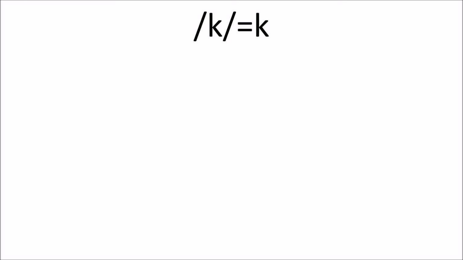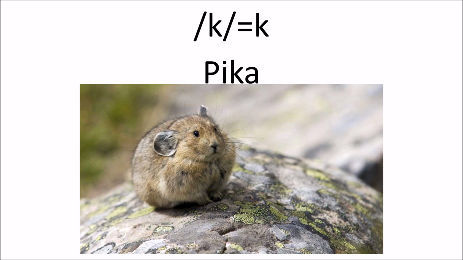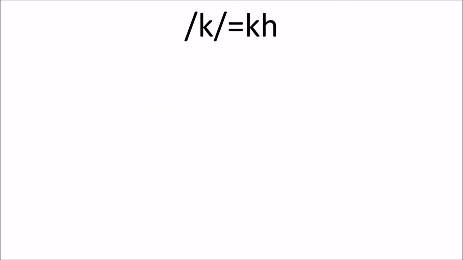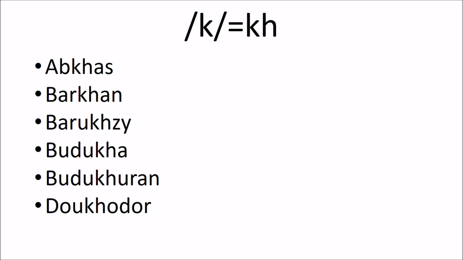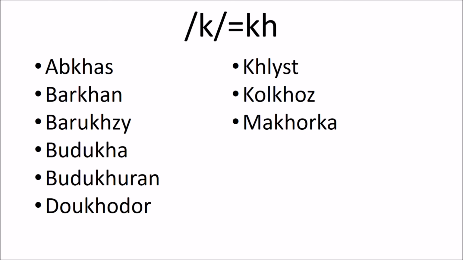Now when you reach the K sound, very simplistically, it's with a K. For example, Pika, this tiny little rodent. And if when you saw this or heard the word you thought Pikachu, you're not alone. However, there are a couple words that utilize a KH for K. There aren't many, so I can easily just list them here. Abkas, Barkan, Barukzi, Buruka, Burukuran, Dukuror, Klist, Kolkaz, Malkorka, Sovkaz, and Paska. Other than that, you don't really need to worry, as many of the Russian words have a distinct Russian feel.